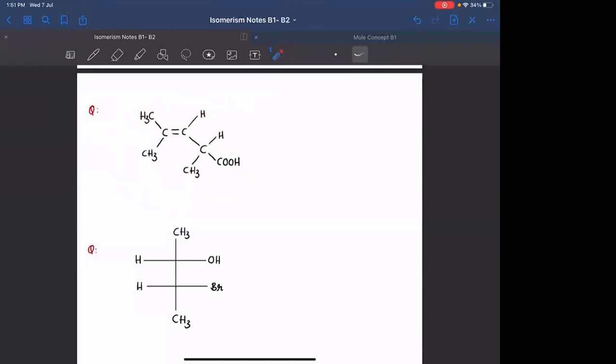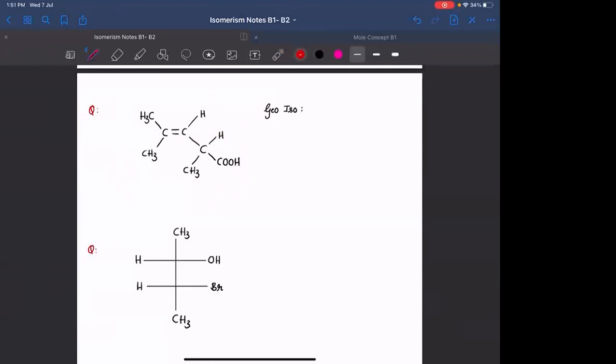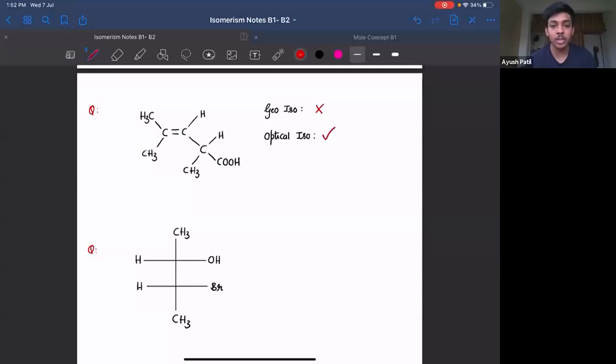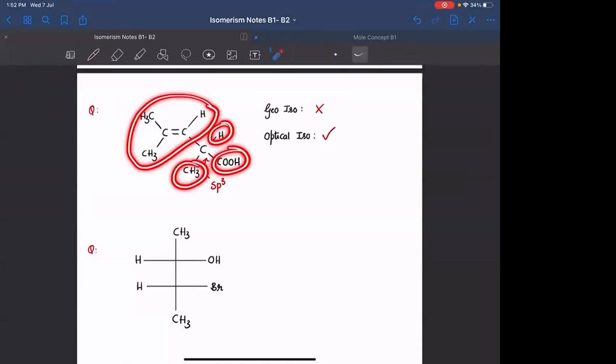Can it show optical isomerism? Yes, sir. Geometric isomerism? No. Optical isomerism? What is the reason for that? How? An sp3 hybridized atom, attached to 4 different groups. Very good. You have an sp3 hybridized atom here which is attached to 4 different groups: this big one, this one and this one. So this is chiral. This carbon is chiral.